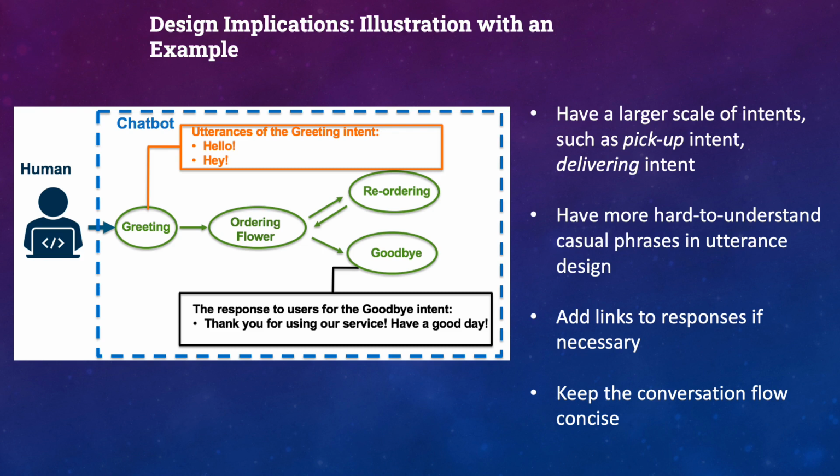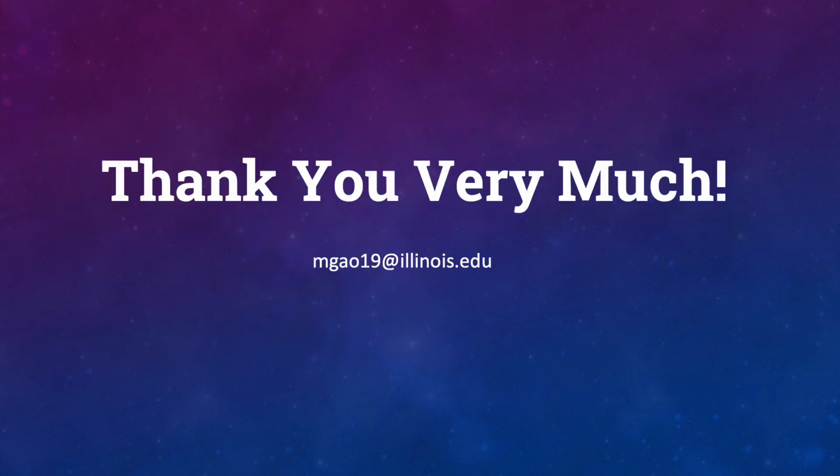Next, our design implication suggests that we should include some links in responses if necessary. For example, for the responses in the ordering flower intent, we can add some links to external websites introducing different types of flowers. Finally, even though we may need to add more intents, we need to keep the conversation flow as concise as possible. Thank you very much.